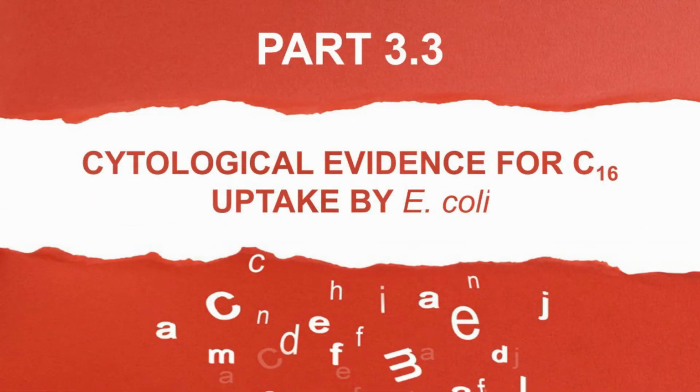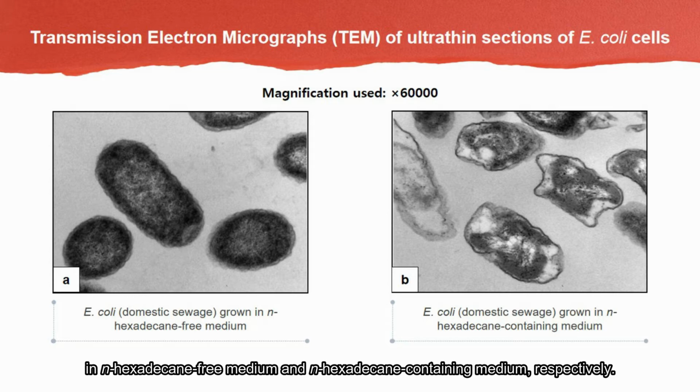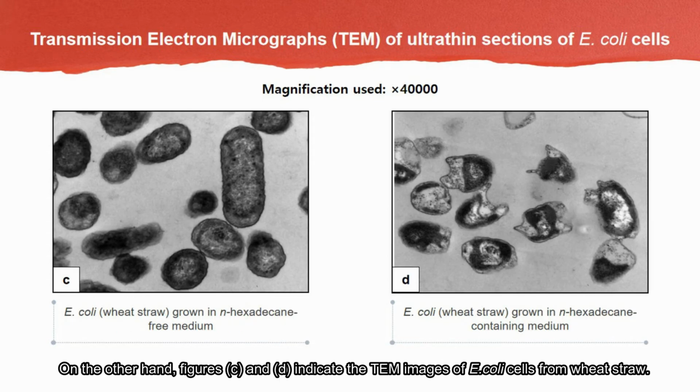Cytological evidence for C16 uptake by E. coli. Figures A and B show the transmission electron micrograph for E. coli cells from domestic sewage that have been grown in N-hexadecane-free medium and N-hexadecane-containing medium, respectively. On the other hand, figures C and D indicate the TEM images of E. coli cells from wheat straw.